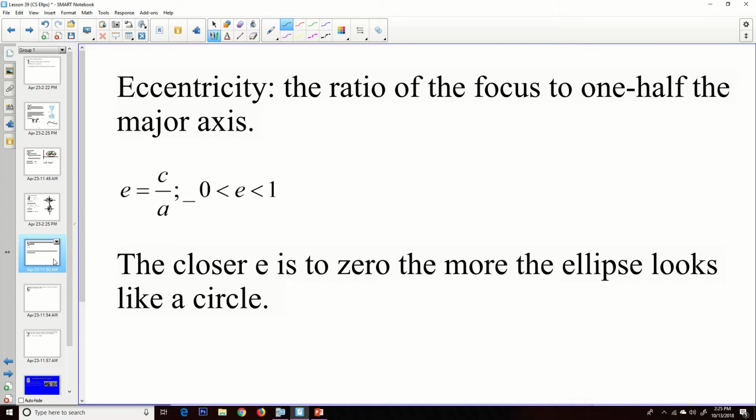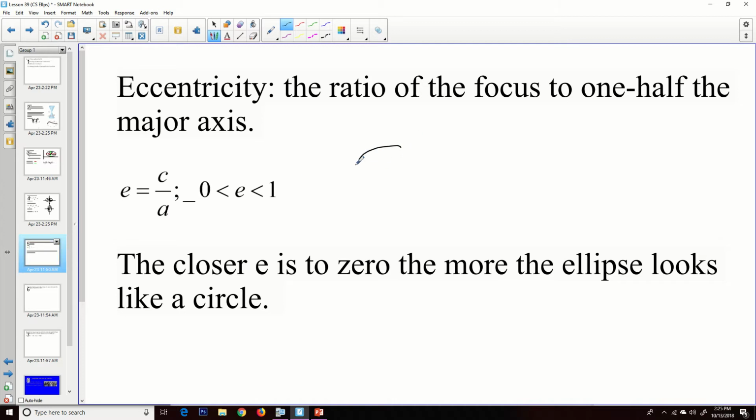We are also going to talk about eccentricity, and eccentricity is, for lack of a better word, the circleness of an ellipse. Think of it this way: the closer e is to 0, the more the ellipse looks like a circle. Basically, the eccentricity is a ratio of the distance from the focus to the center, over the distance along the major axis.